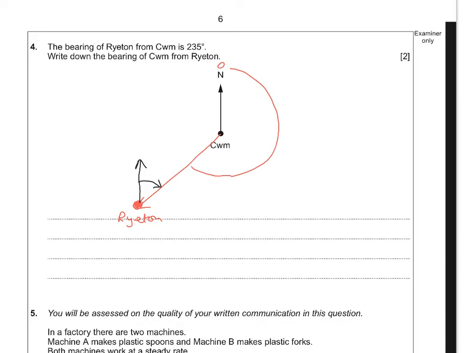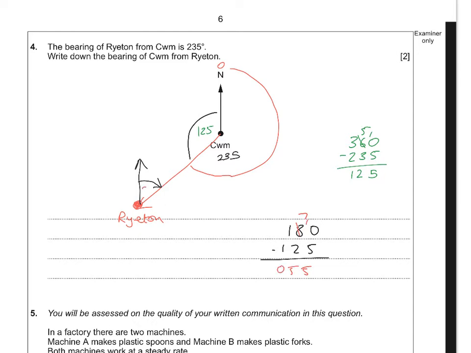The other way of doing it is to use angle formulae. So I know this angle is 235. I know that angles at a point add up to 360. So I could say 360 take away 235, which gives me 125. And then this is parallel lines, these are what we call C angles. C angles add to 180. So if I do 180 take away 125, I get 55. But that's not the easiest way of doing it.